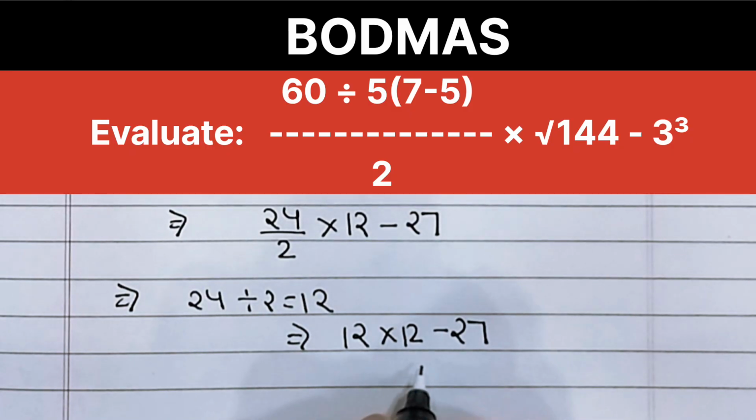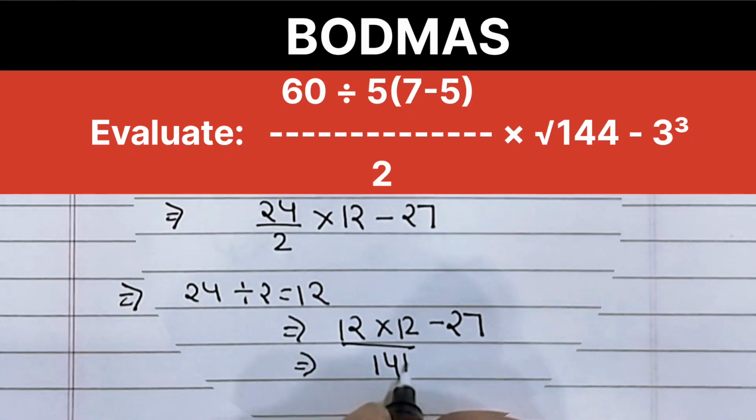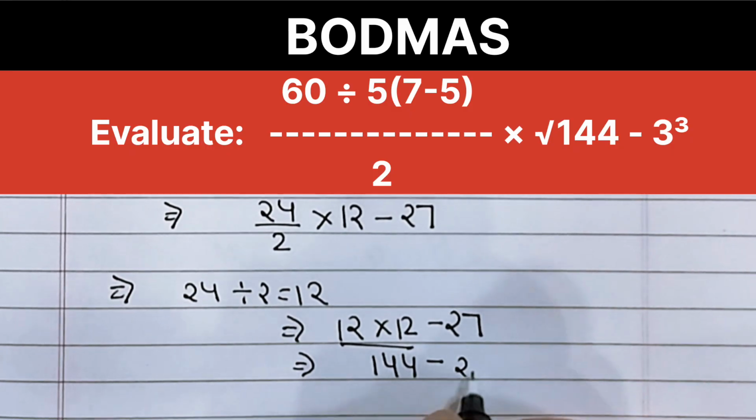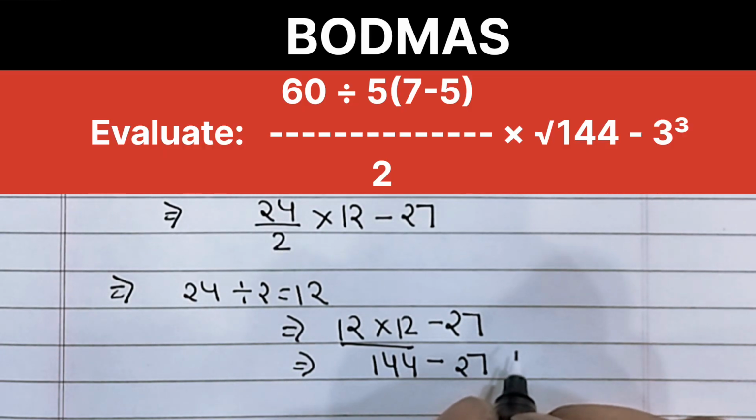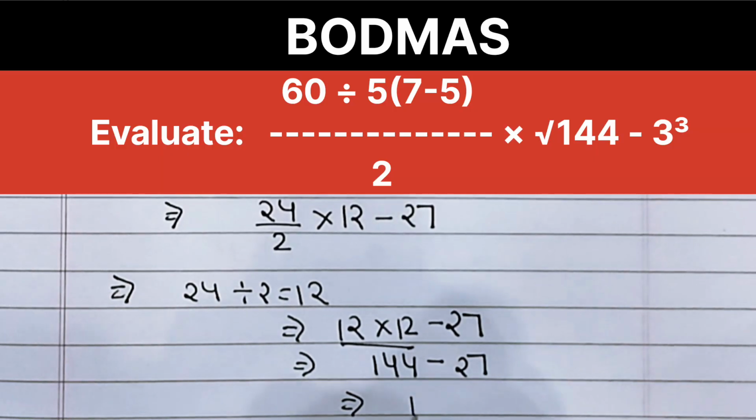Now step 5, we do multiplication. 12 times 12 is 144, minus 27. Multiplication takes precedence over the subtraction. Now finally we subtract the values. After subtraction we get the value 117. This is the final operation remaining.